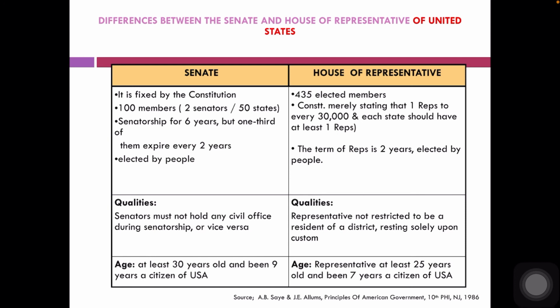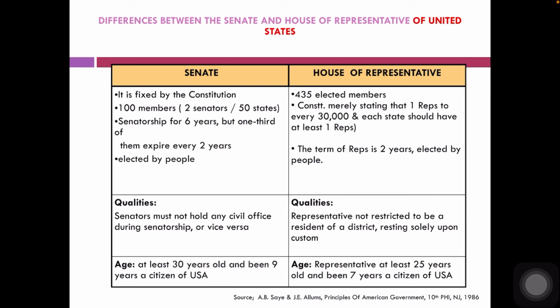So, there are 435 elected members. So, Constitution merely stating that satu representative to every 30,000 and each state should have at least one representative. Sebab dia besar tau. US ni kita katakan dia agak besar. Therefore, they need at least one representative for every 30,000 and each state should have at least satu representative. So, the term for the representative is 2 years and it is elected by the people.